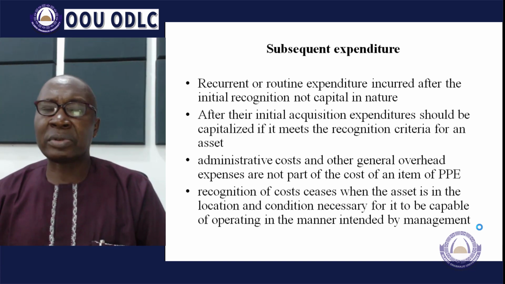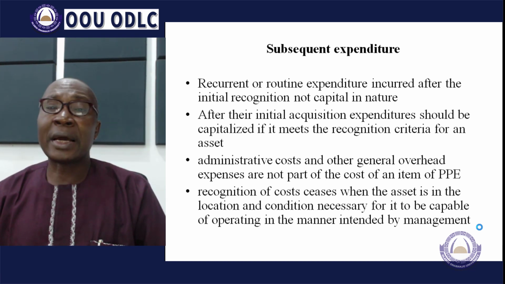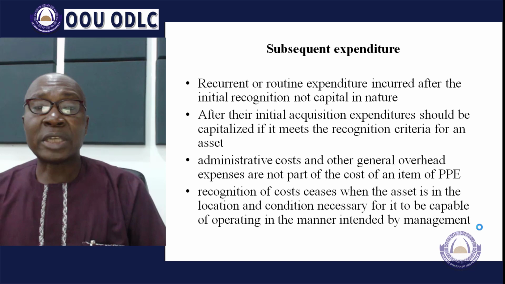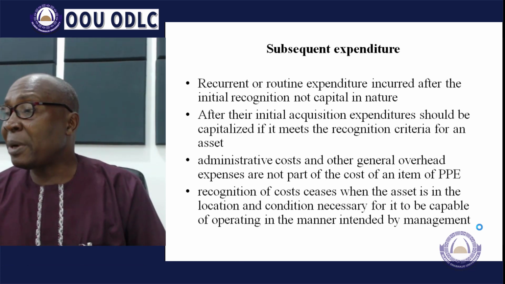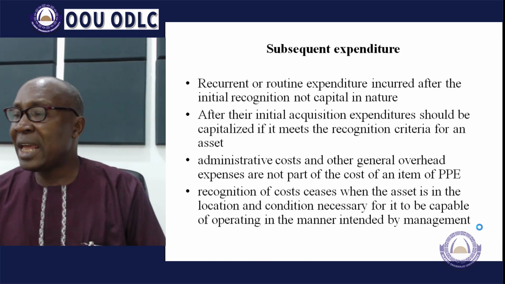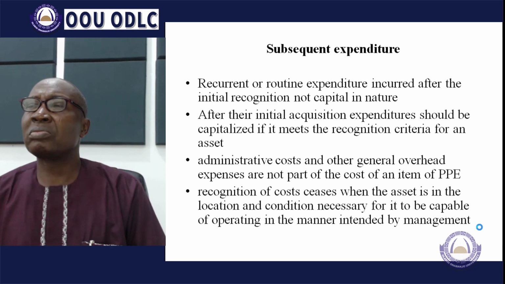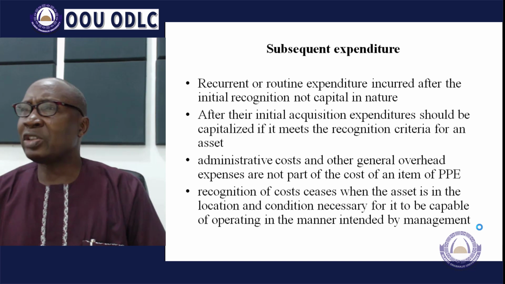There are many terms that are used in accounting for depreciation. Depreciable amount. The depreciable amount is the cost of an asset or the amount substituted for that cost less the residual value or the scrap value. That's what you call the depreciable amount. The residual value is the same thing as the scrap value.